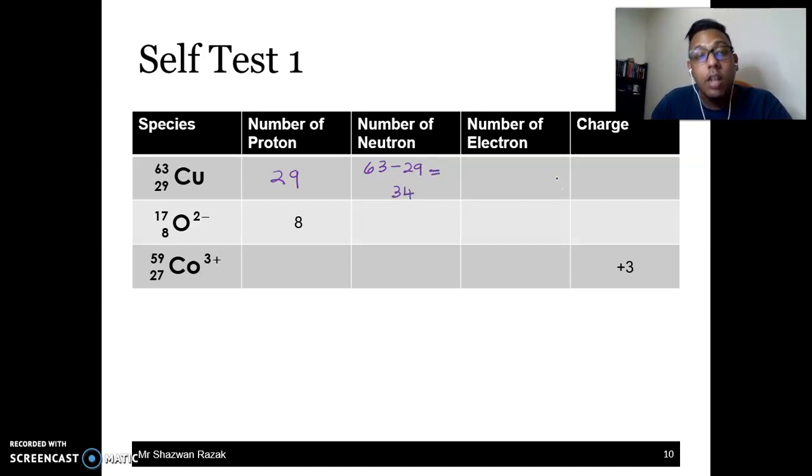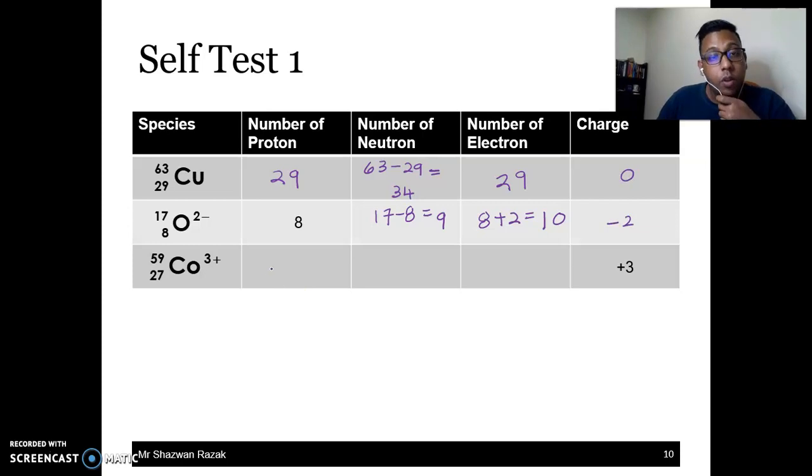While the number of electrons, since this is a species that is not charged, is equal to the number of protons. Okay, how about this one? O2 negative. Proton is 8, neutron is 17 minus 8, which is equal to 9. And the electron, because it is negatively charged, means 8 protons plus 2 because it has extra electrons. So it becomes 10. This charge is 0, which is a minus 2.